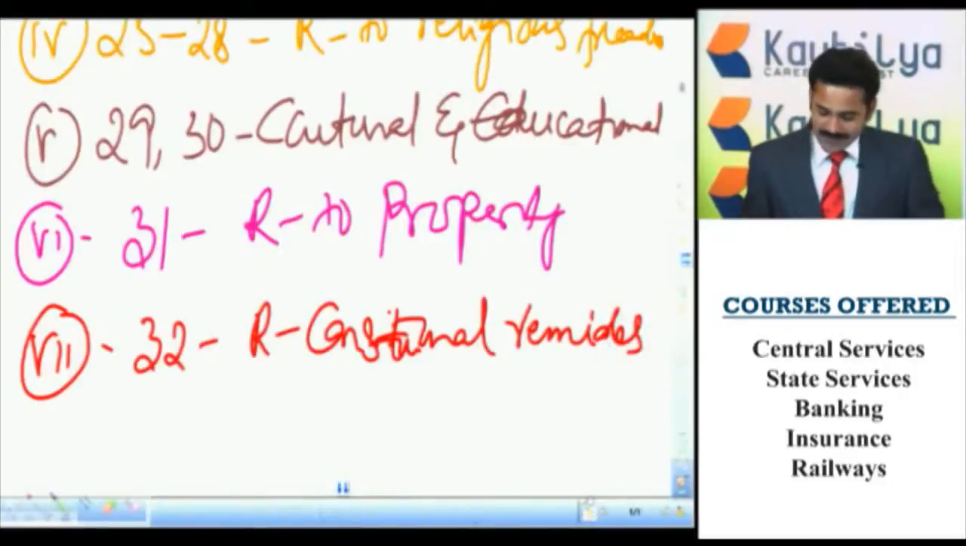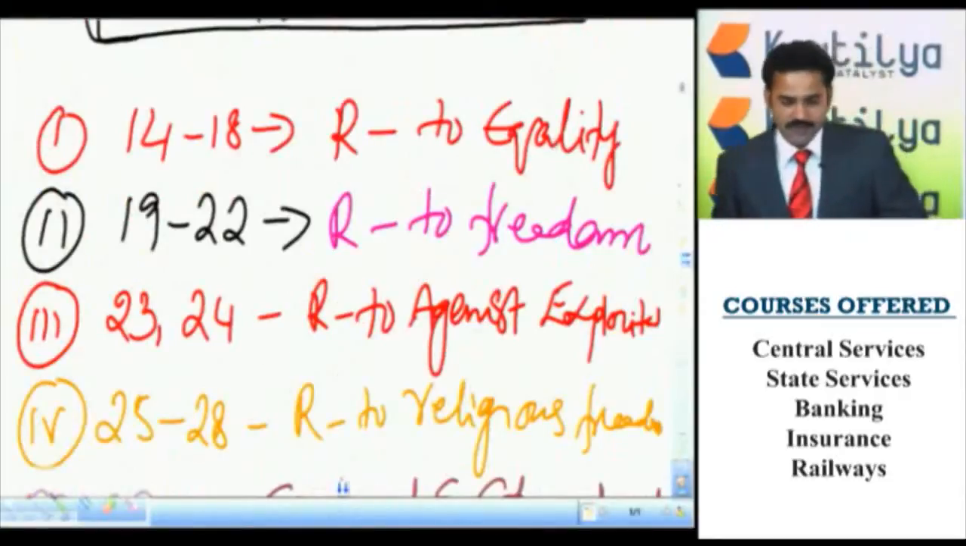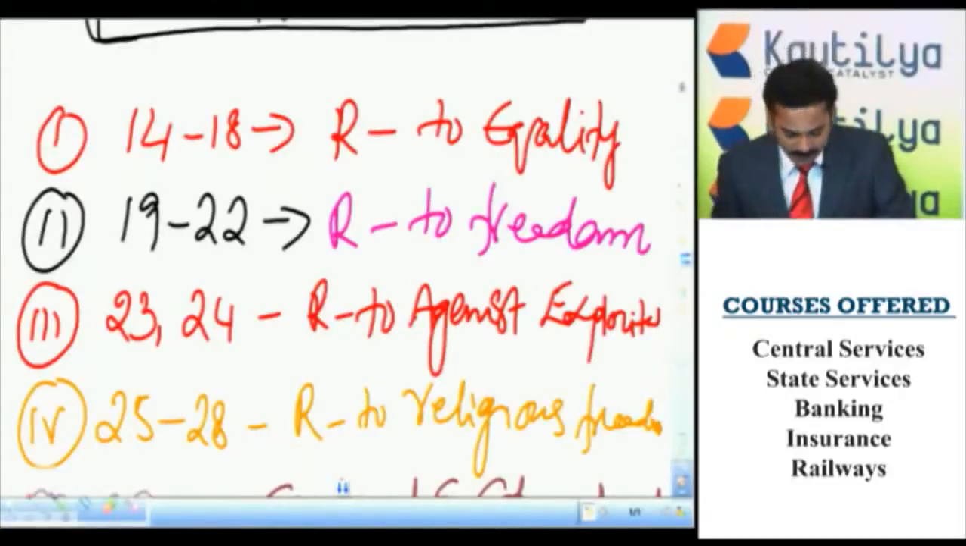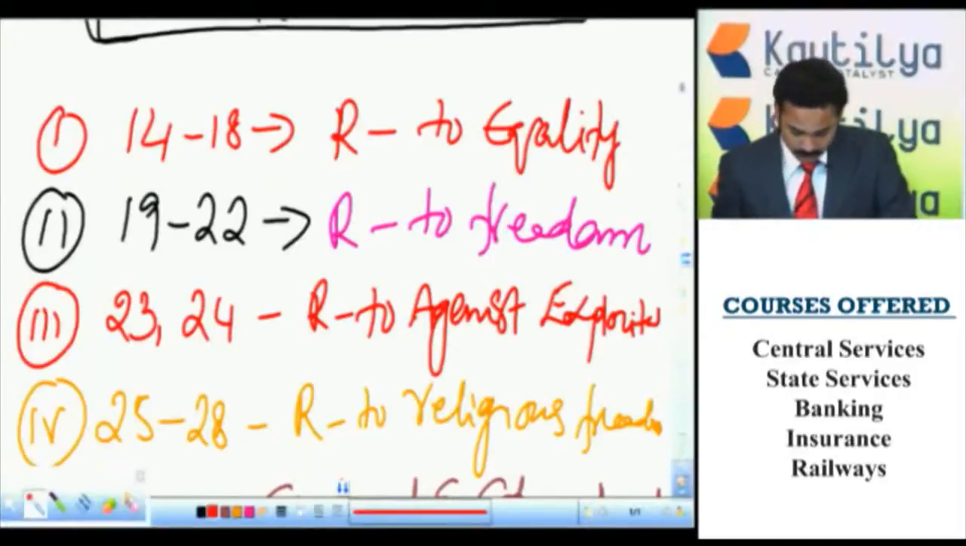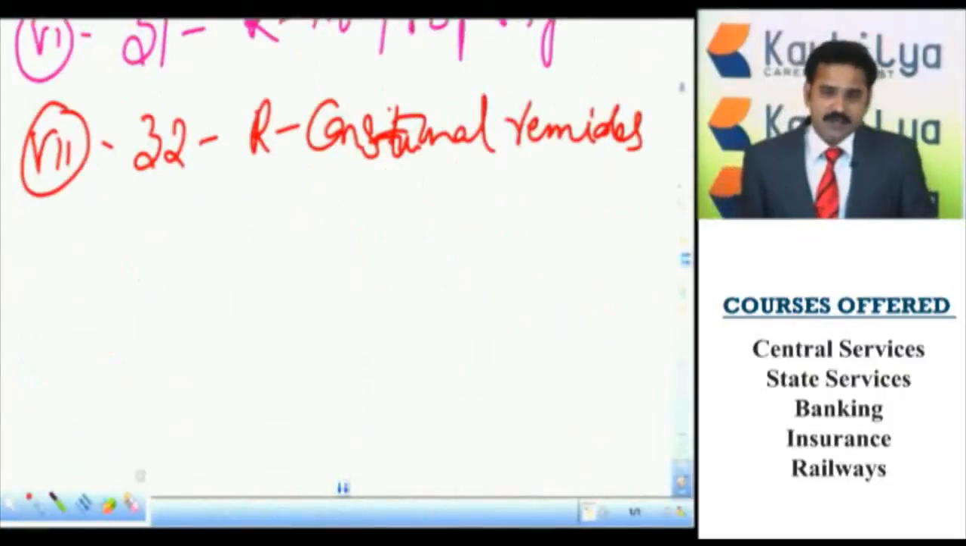So these are the rights guaranteed by the Constitution, and the Constitution classifies them into 7 groups, namely Article 14 to 18, right to equality, 19 to 22, right to freedom, and 23-24, right against exploitation, 25-28, right to religious freedom, and 29-30, cultural and educational rights, 31, right to acquire and dispose property, 32, right to constitutional remedies. But today we have only 6 fundamental rights. These 7 rights were enumerated till 1978, but today we have only 6 fundamental rights.